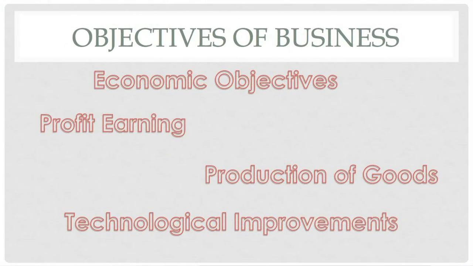Then the third one is technological improvements. We have already discussed that a businessman is an entrepreneur. He has an urge for innovation. So business always tries to find out something new, the new product, the new machinery, where cost of production is lower. This kind of innovation, this kind of technological advancement has to be brought into the business to face the competition in the market. So technological improvements and innovations are objectives of the business.